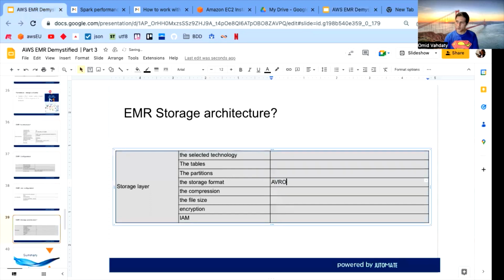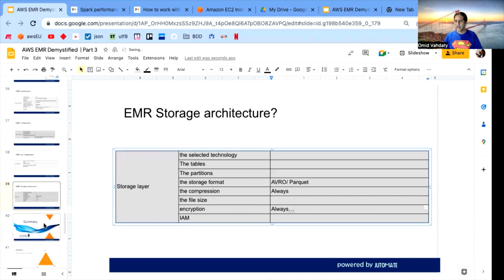What about compression? Should we apply compression? There's really nothing to lose. Always apply compression. You only save money here. Okay? What about encryption? Always, right? Okay, guys, let's conclude for today, unless you have any more questions about this use case.